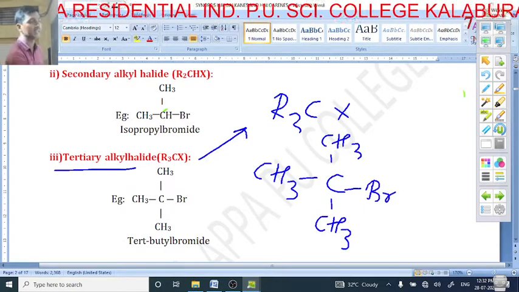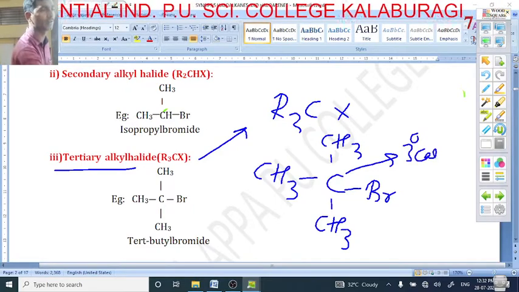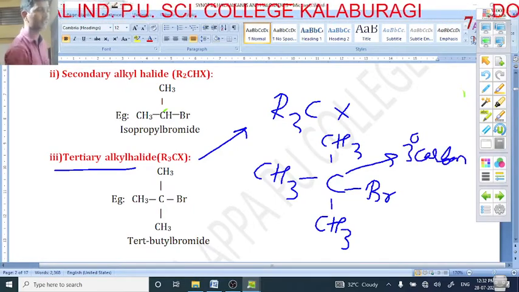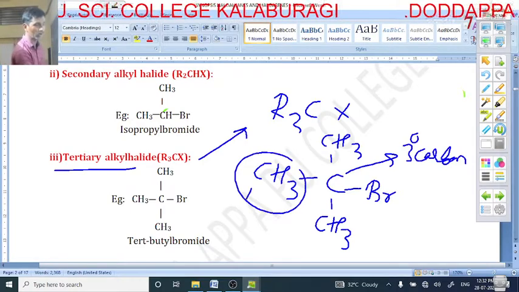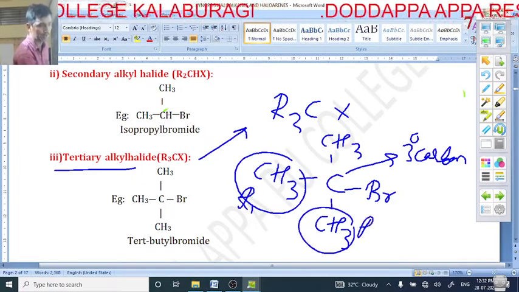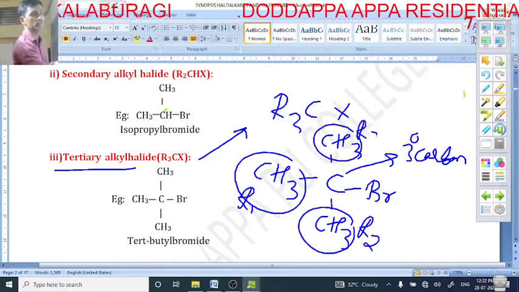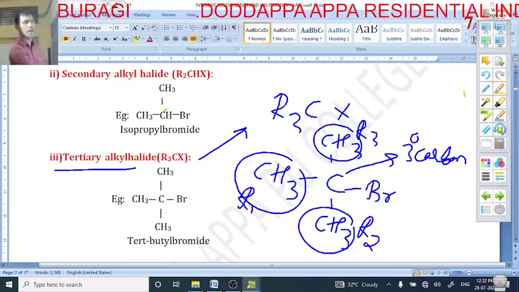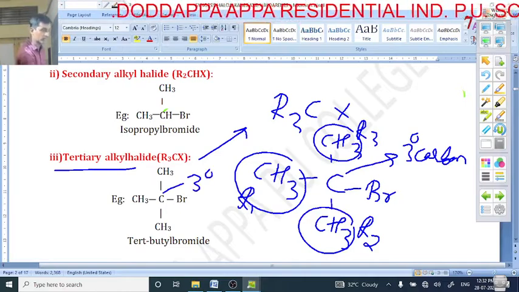This is called tertiary carbon. Why is it called tertiary carbon? This carbon is linked to R1, R2, and R3, meaning alkyl groups. So it is linked to how many carbons? 3 carbons, R1, R2, R3. So that's why this carbon is called tertiary carbon.